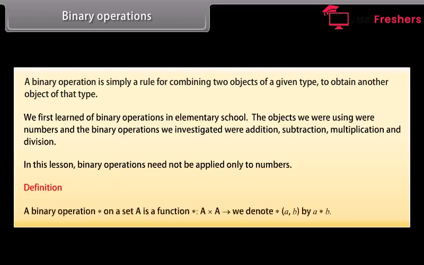Definition. A binary operation * on a set A is a function * from A × A to A. We denote *(a, b) by a * b.